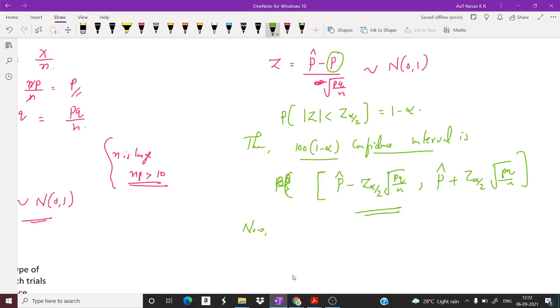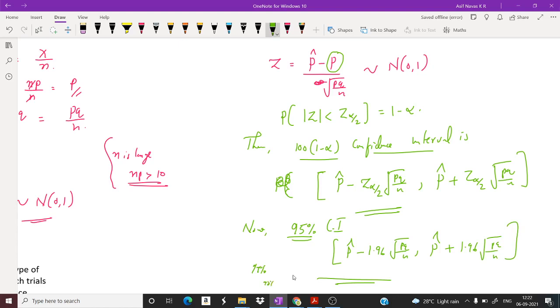Now if we want to calculate the 95% confidence interval, then this is p bar minus 1.96 root pq by n to p bar plus 1.96 root pq by n. Then similarly we can calculate 99% and 90%. So let us stop.